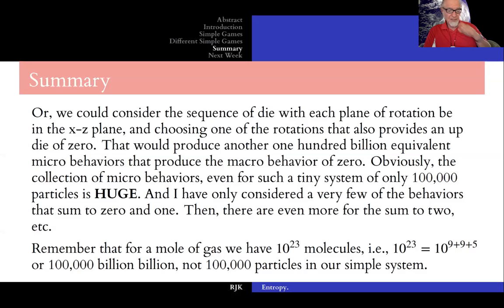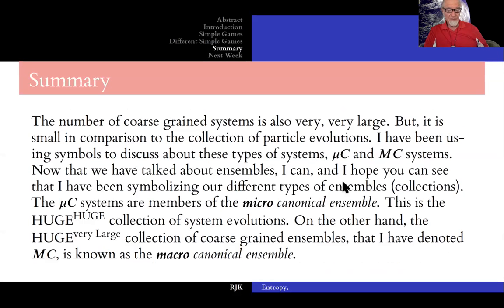So the numbers in a real system are just incredibly huge. I called it huge to the huge power. On the other hand, when you have coarse grain systems, they can also be huge, but only huge to the very large power. So typically, we always look at the macro canonical ensemble.